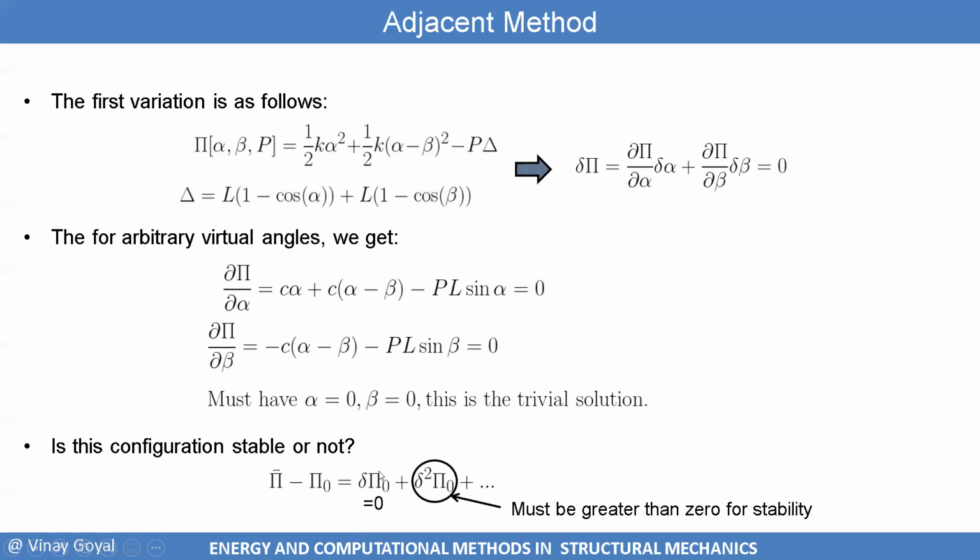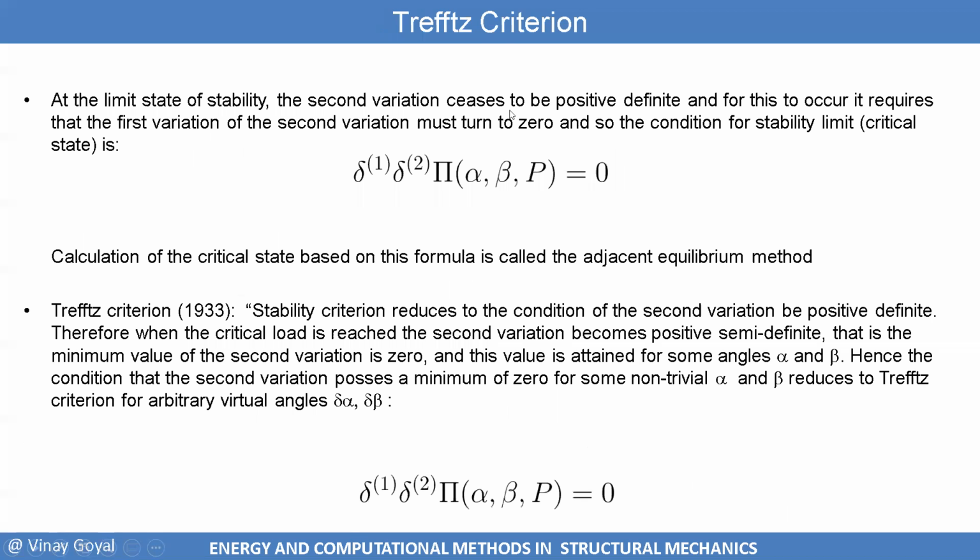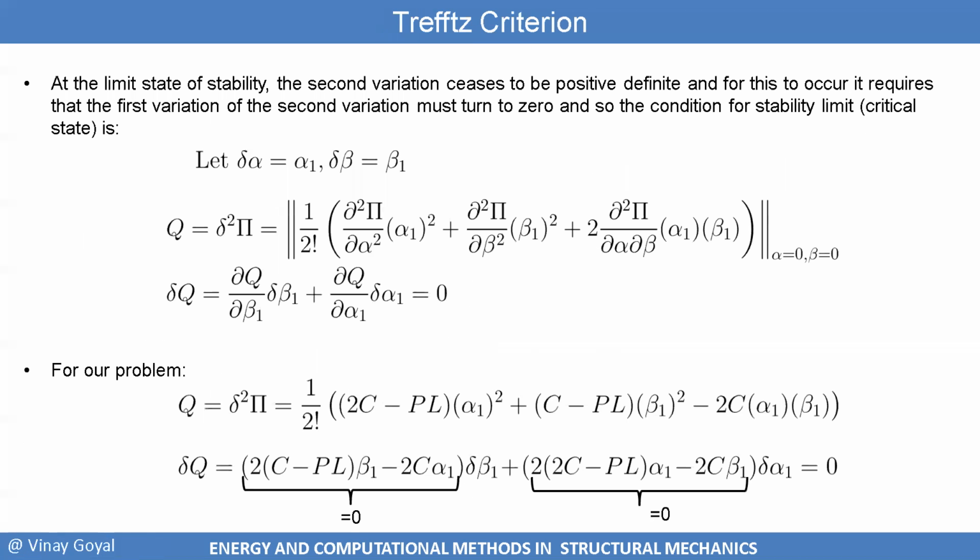But the question is, if this term is equal to 0, what can help us determine stability? And so we examine the second variation of pi, and we use the stress criterion, which says find the first variation of the second variation of pi, and that's called the adjacent method, really. And I taught you a trick on how to do that.